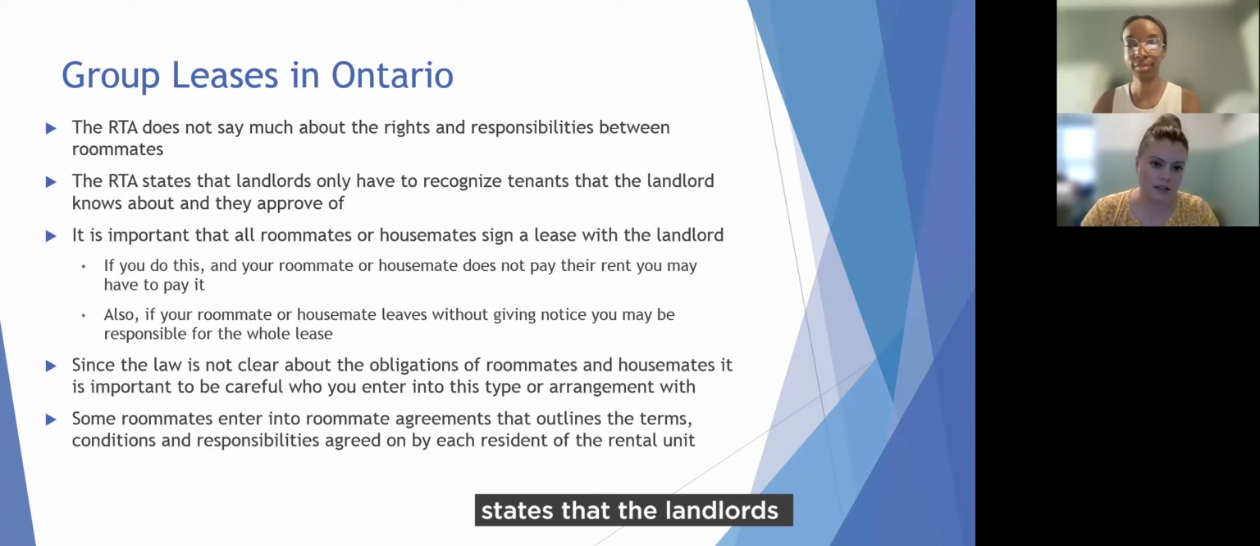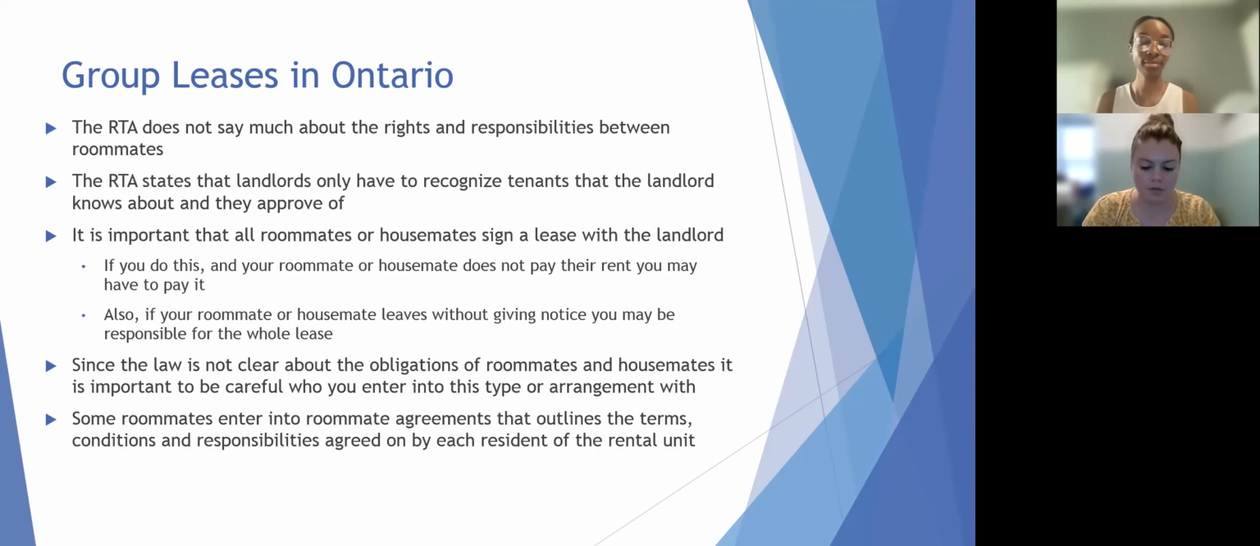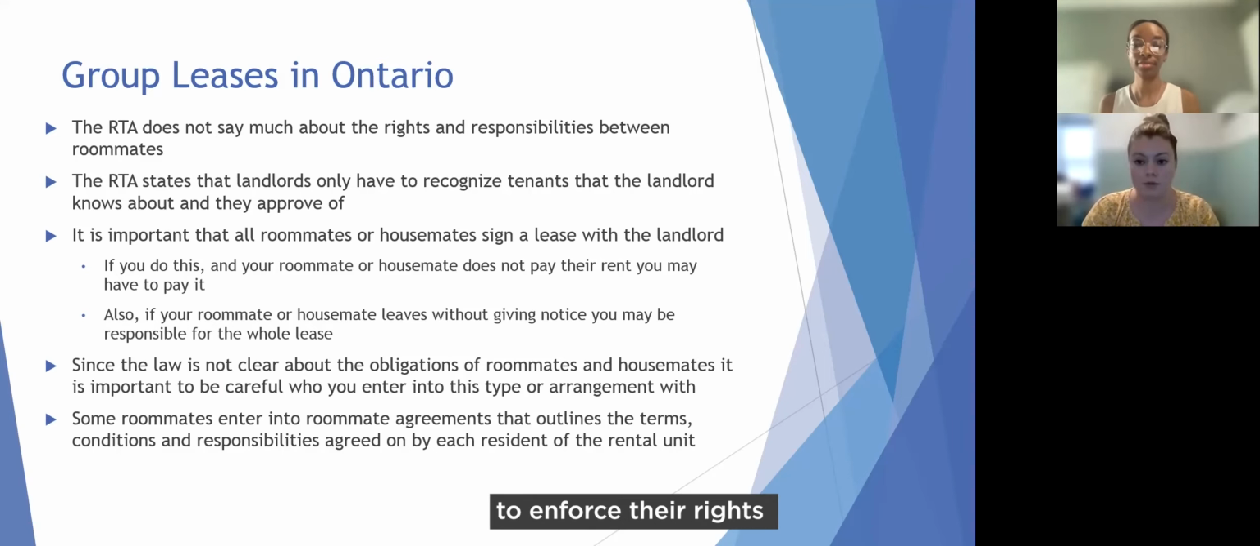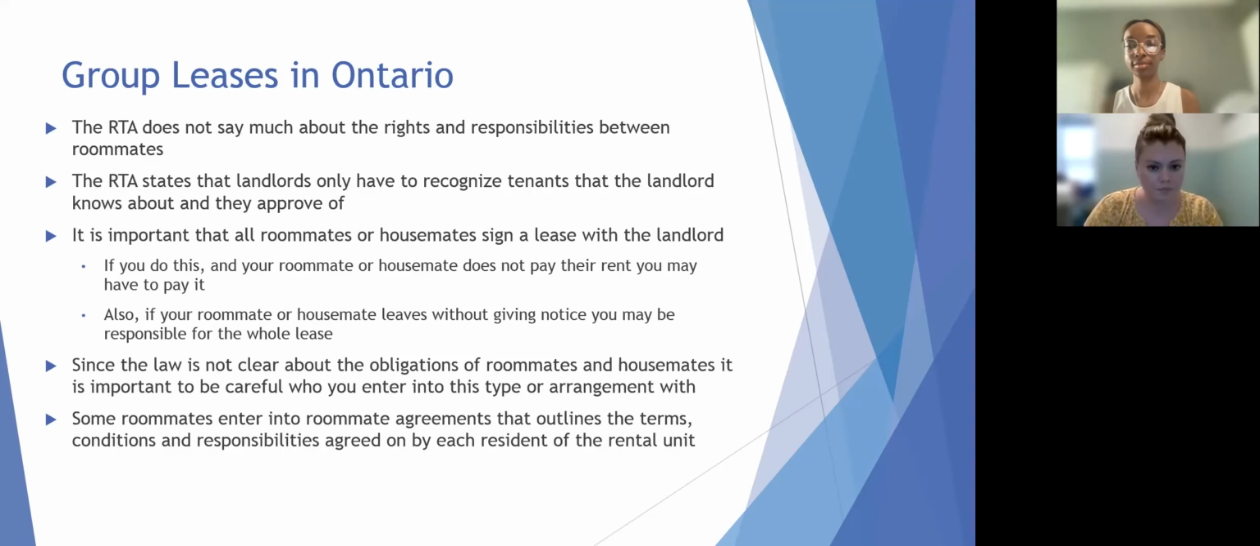The RTA states that landlords only have to recognize tenants that they know of and approve of. So again, that's where that relationship comes in, where if they don't have a legal relationship with a roommate, they are not legally required to recognize them, and the tenant's not able to enforce their rights because they're not a legal tenant, they're a roommate. And so you do have to get approval to be a tenant with the landlord.